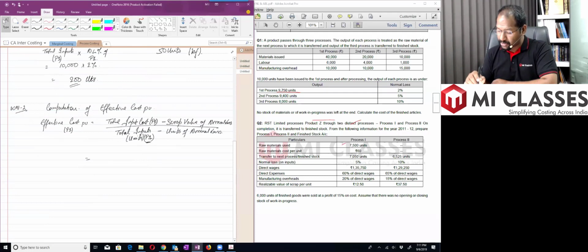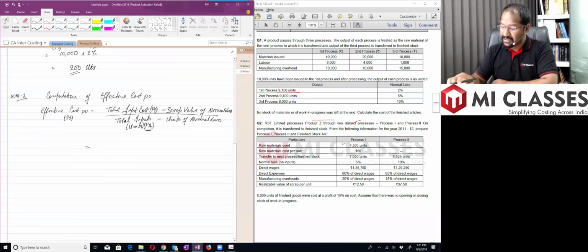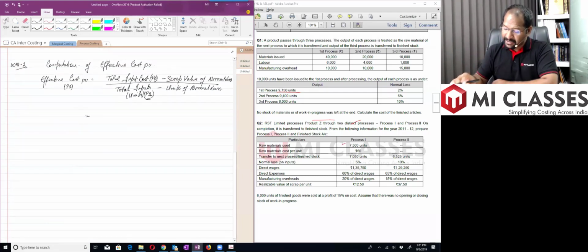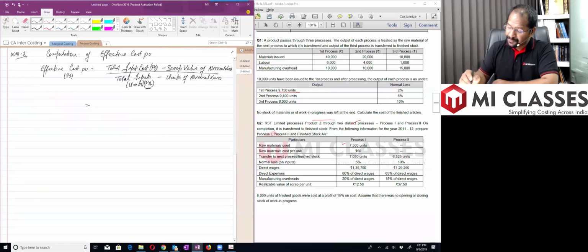So total input cost. How much total input cost? It is 40,000 plus 6,000 plus 10,000. So my total input cost becomes 56,000 minus scrap value of normal loss. Do we have scrap value? Yes. How much scrap we have? We have 200 units as scrap.